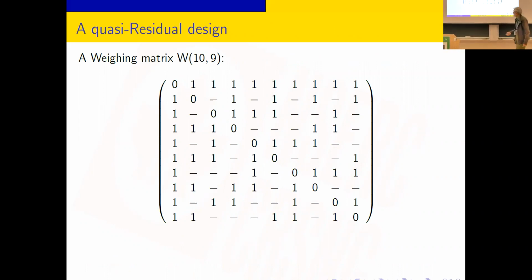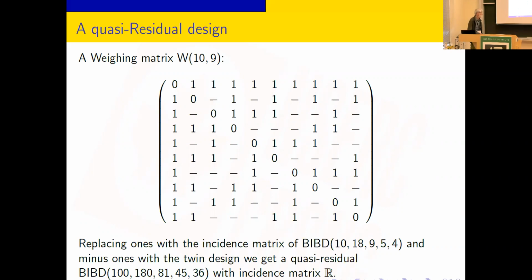The order is 10, 10 rows, 10 columns. The elements are 0, 1, plus or minus 1. Every 2 rows are orthogonal to each other. So what we can do now is replace all the ones with that previously derived residual part, and the minus ones with the twin of that residual part, and then we're going to get the other part of the design we are looking for.